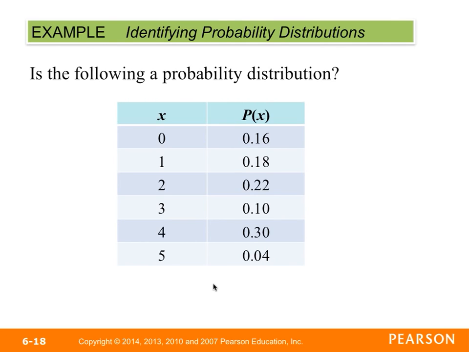But finally, if we change this number to 0.04, I think now if you add all of these up, you do get 1. And if you look at all of the individual probabilities, they're all between 0 and 1. So that means that this is a probability distribution.